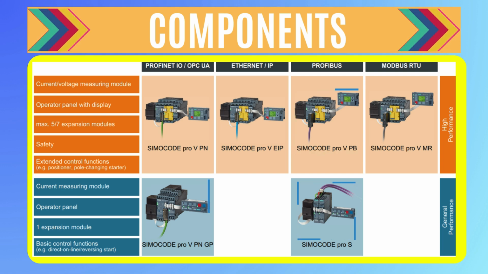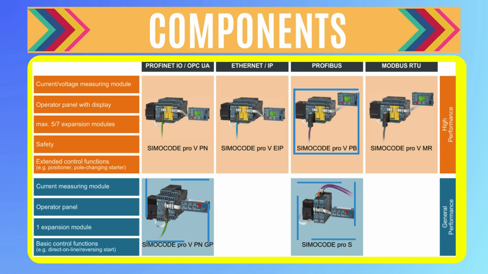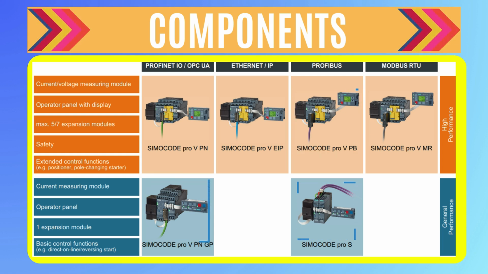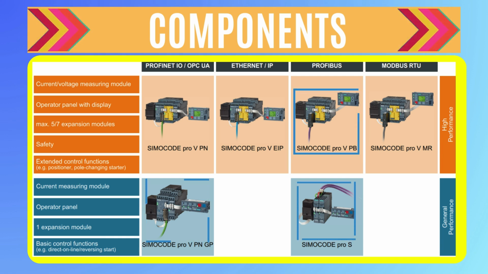Simocode Pro V Profibus, the variable high performance system for Profibus, which offers numerous functions in addition to all the Simocode Pro C and S functions. 4 inputs and 3 outputs, freely parameterizable input for thermistor, monostable relay output, expandable with expansion module.